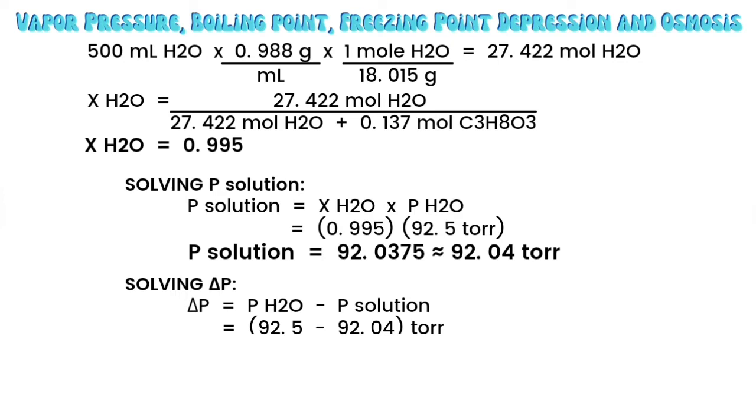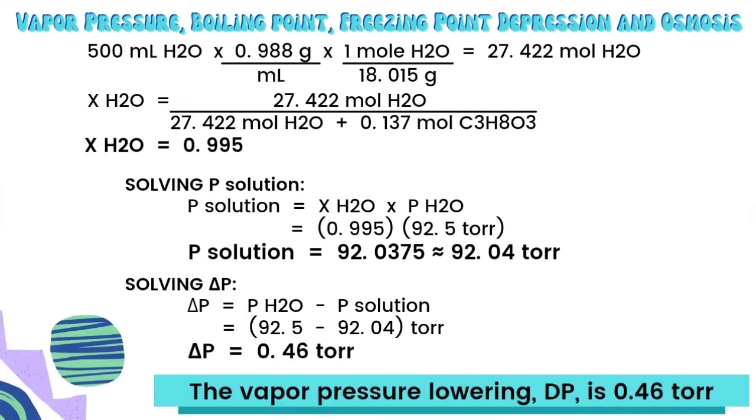For the final step to solve for the vapor pressure lowering or dP, the formula is dP equals P sub H2O, which is 92.5 torr, minus P solution, which is 92.04 torr. The final answer we have computed is that the vapor pressure lowering or dP is 0.46 torr.